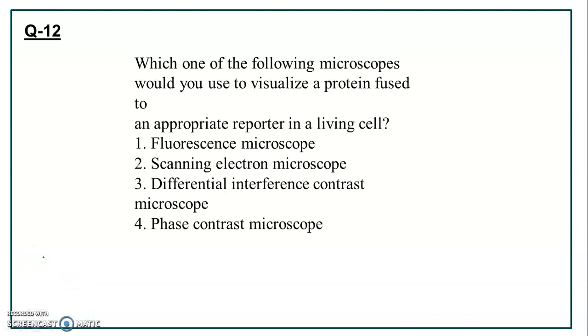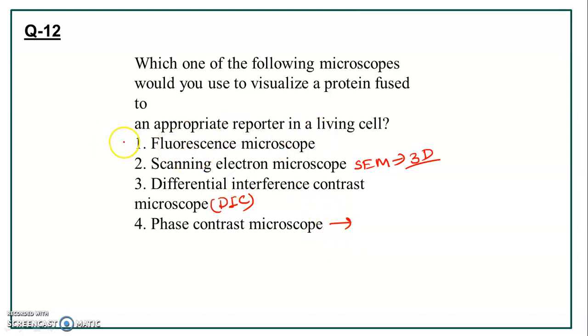Which one of the following microscopes would be used to visualize a fusion protein? In case of fusion protein visualization, scanning electron microscopy is actually used for surface scanning; a three-dimensional image can be generated by scanning electron microscopy. Differential interference contrast (DIC) microscopy is a modification of phase contrast microscopy, and phase contrast microscopy is used for living cell visualization.